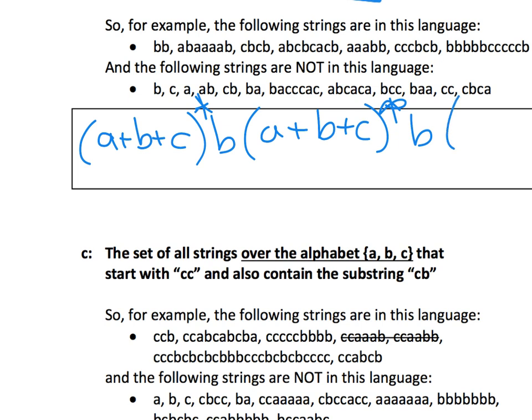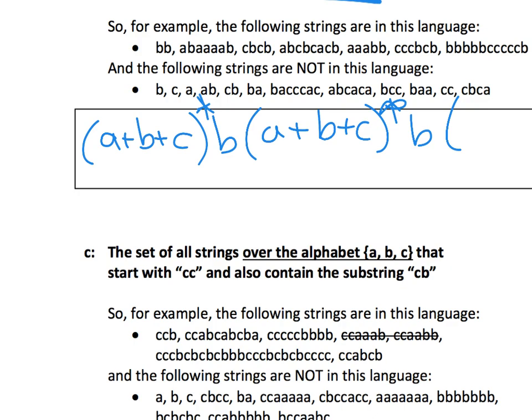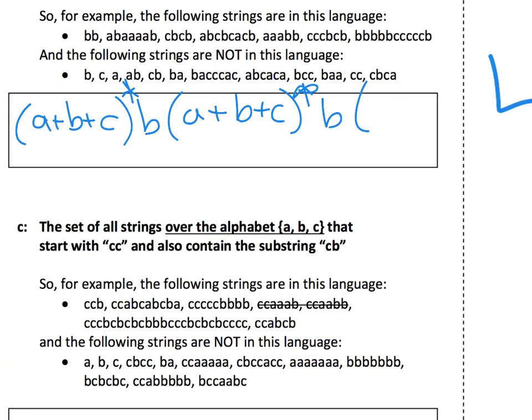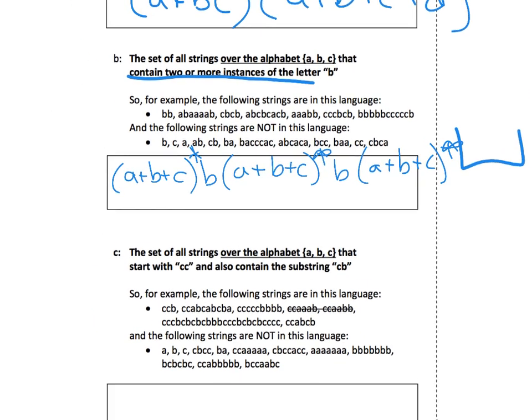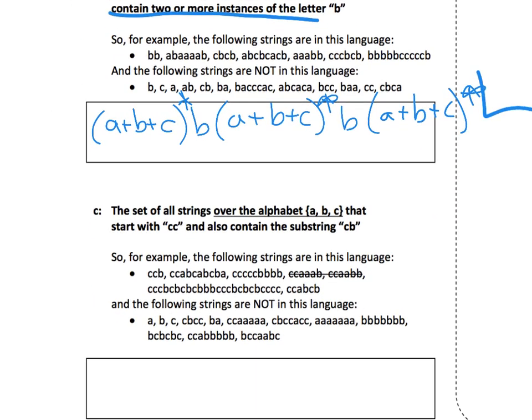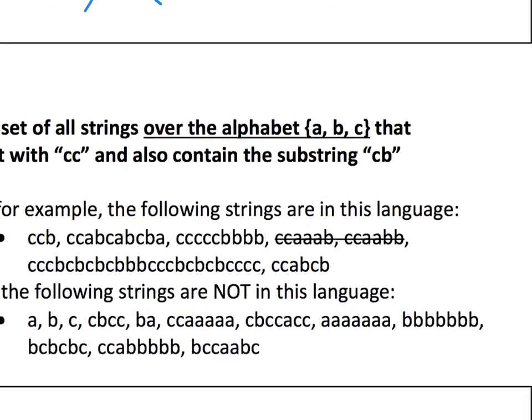And then after that one, again, can you see all that? A plus B plus C star, right? And it was just over the alphabet A, B, C. Can we just look? Yep, it is. So we're good.